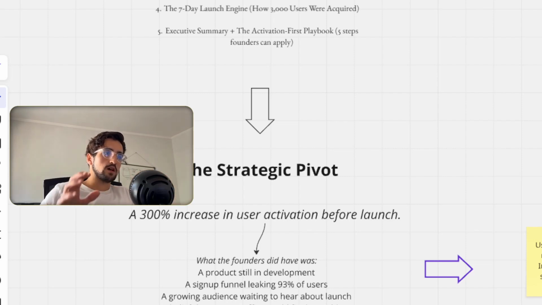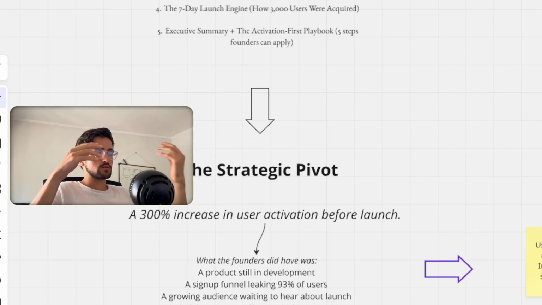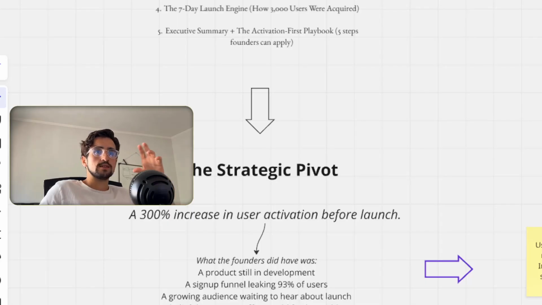So this is a story about why the launch worked, mainly. The company was already in a competitive industry: software as a service tools helping website owners grow email subscribers. They didn't have any connections or any existing paid user base. But what the founders did have was, first of all, a product still in development, a sign-up funnel leaking 93% of users, and a growing audience waiting to hear about the launch.